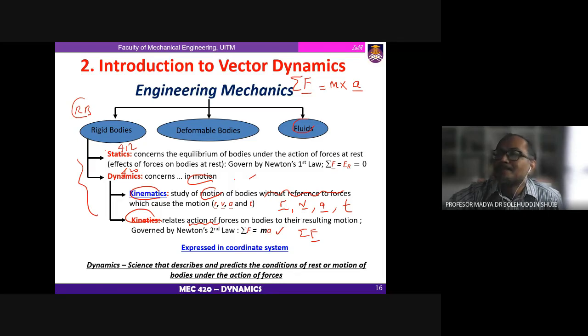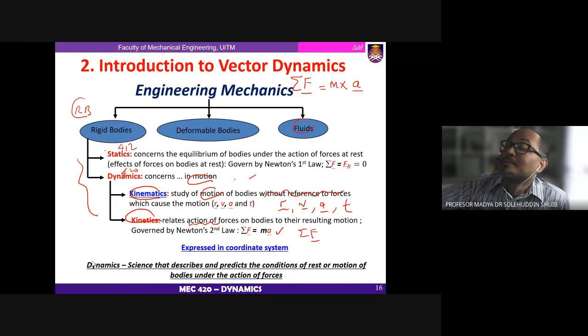Then we express this in different types of coordinate systems: rectilinear, curvilinear. We use different coordinate systems, for example polar coordinate system and cylindrical coordinate system. All of that you have learned in mathematics, so we apply mathematics in engineering.